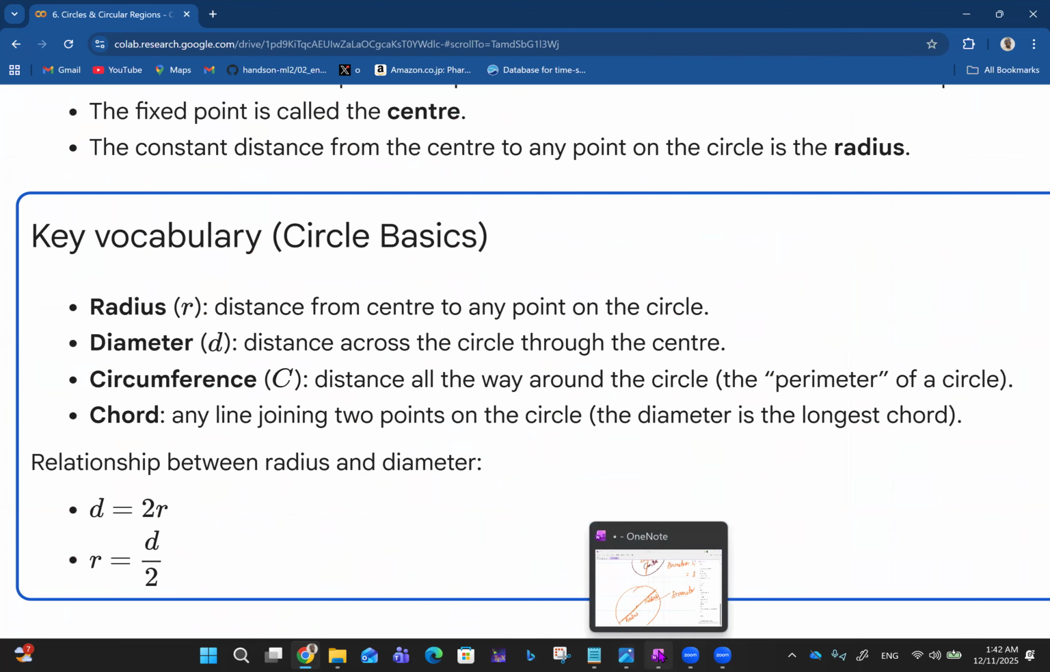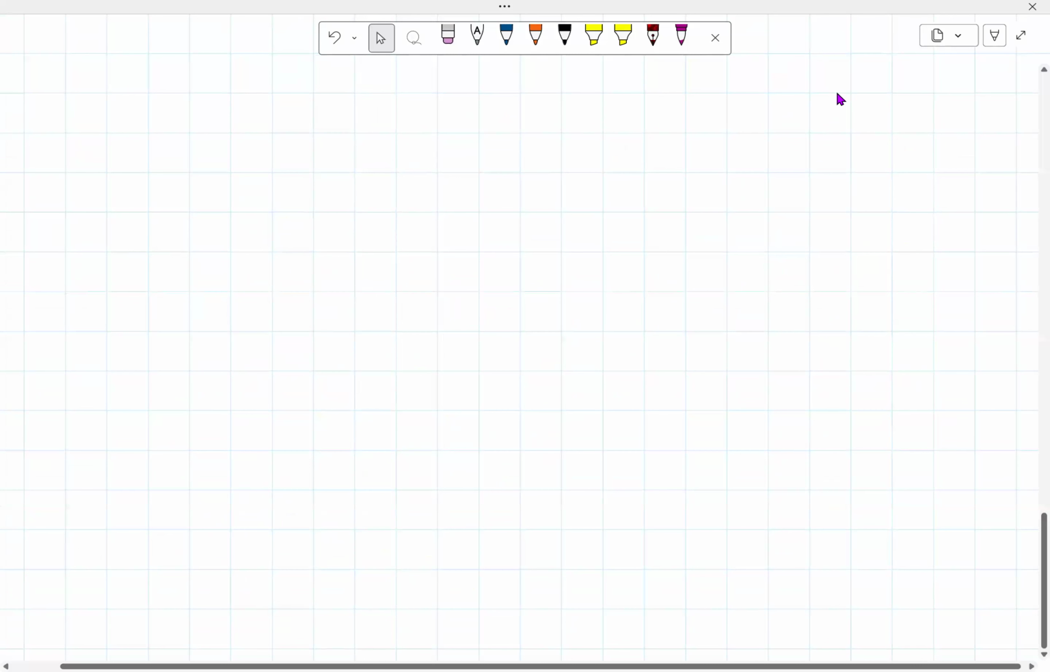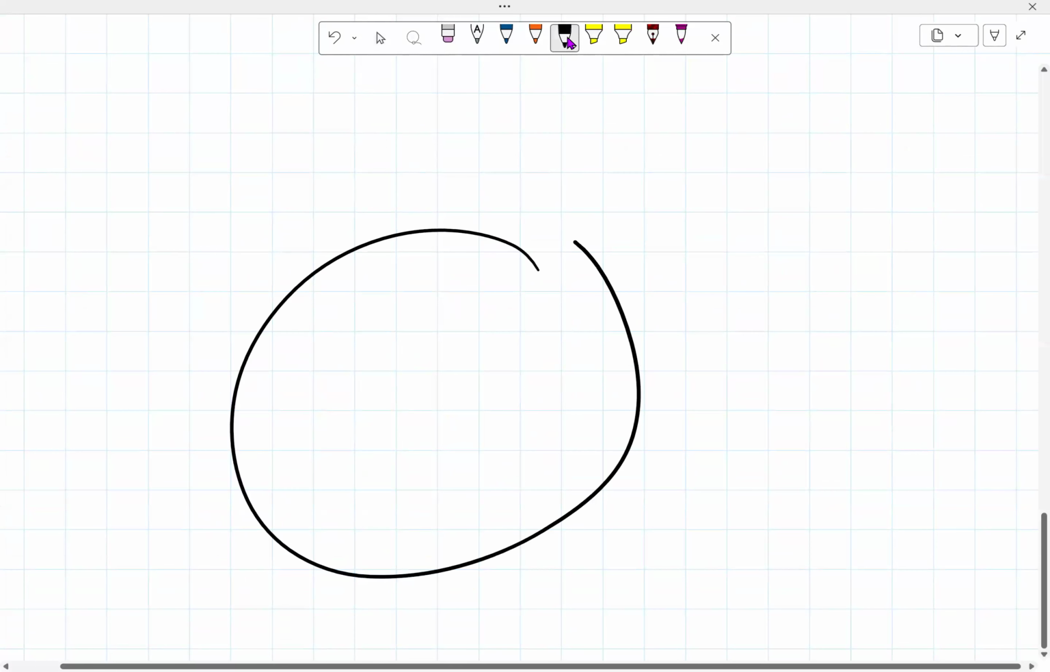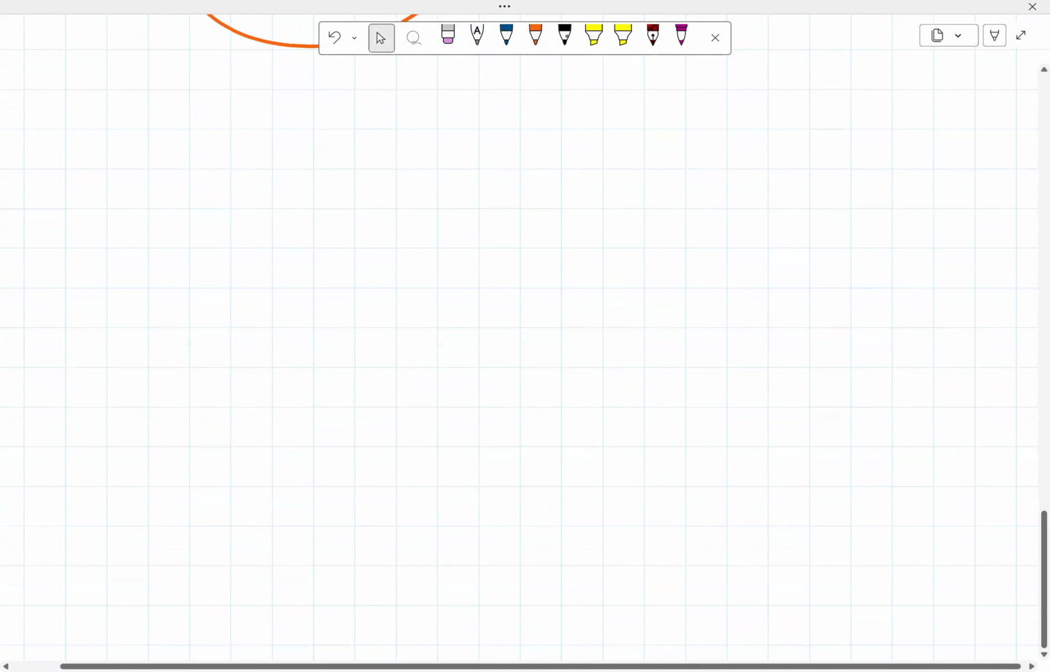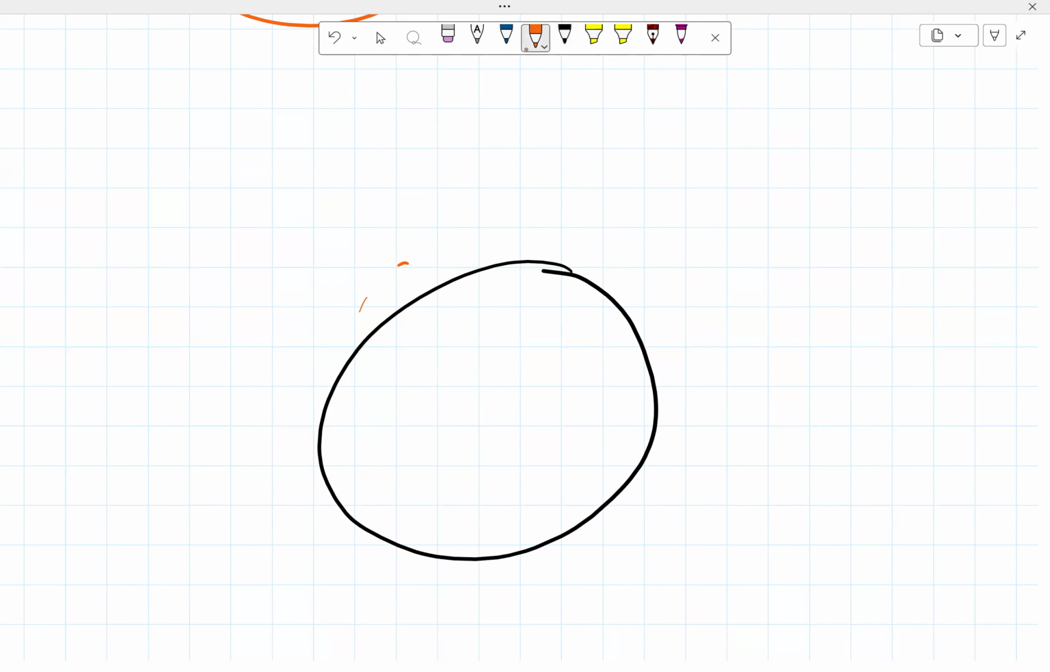So imagine that you want to travel around a circle. This is a circle. The way I'm drawing it, it's looking somehow off, but it's okay. So if you travel around this circle, the distance around the whole circle is what you call a circumference.